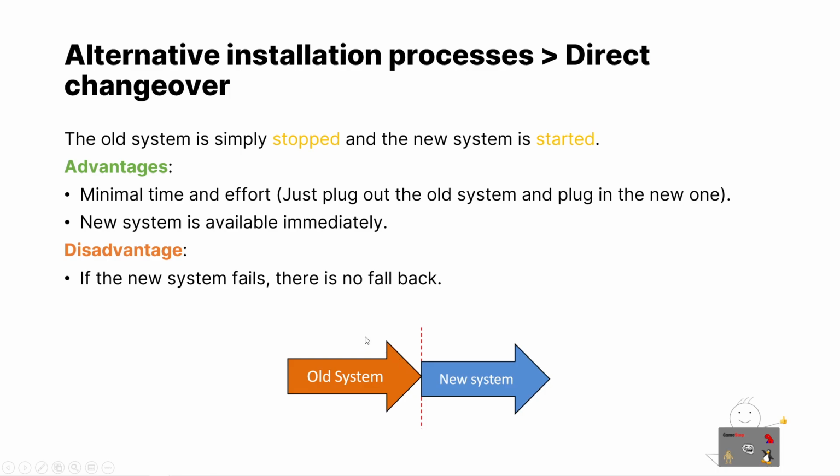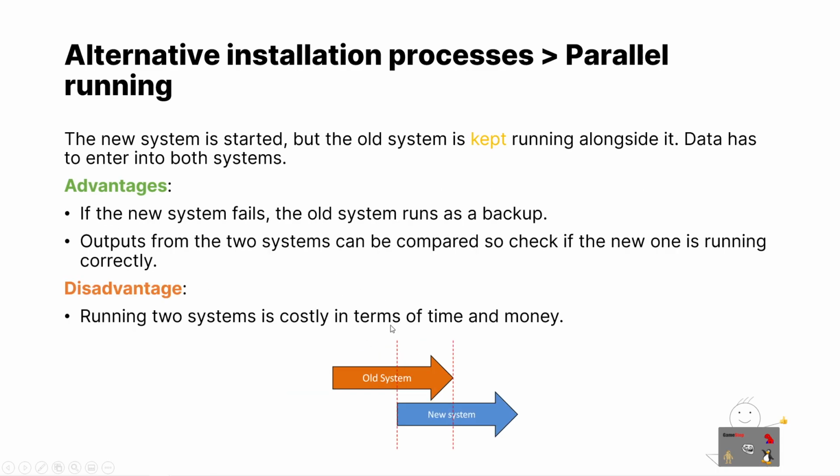Very simple, but it also has a huge drawback. Another alternative installation process would be parallel running. This is when the new system is started, but the old system is kept running alongside it. Data has to be entered in both systems. This solves some problems the other one has. For example, this is an advantage, as if the new system fails, the old one runs as a backup.